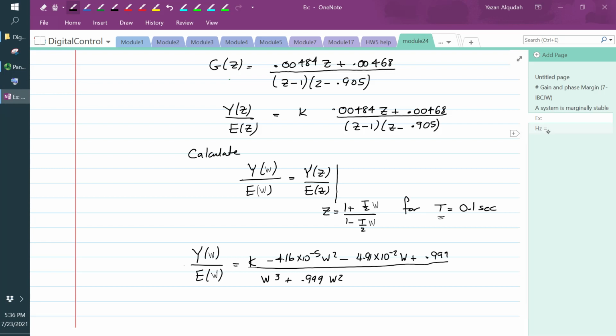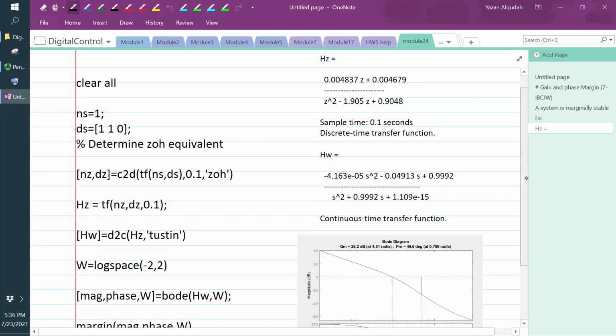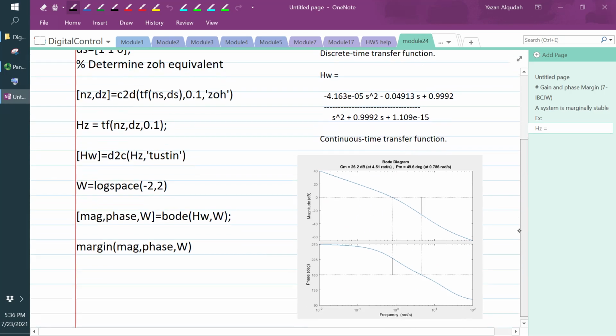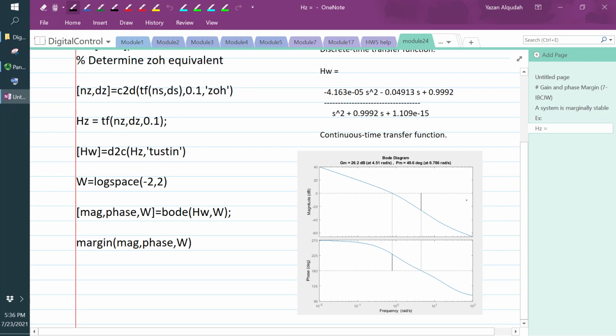Now I can apply Bode plots to determine the gain margin and the phase margin. If I plot the Bode plots, the magnitude and the phase, then when the phase is negative 180 degrees, at this frequency, this is my gain margin. And when the magnitude is 0, this is my phase margin.